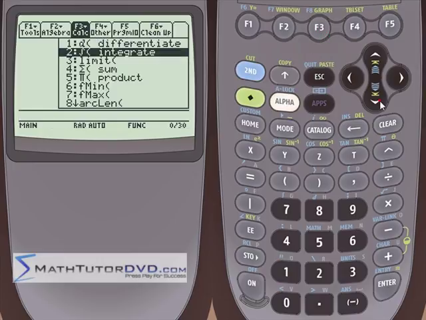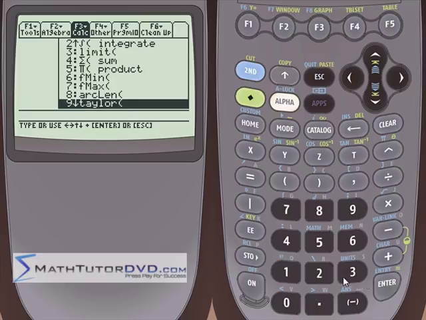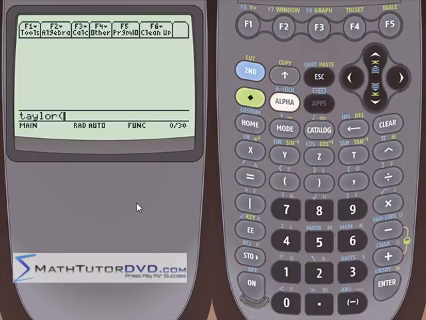So let's go down past number 8, and you'll see Taylor. When you hit enter, the first thing you need to enter is what function we are trying to approximate. What is the original function we have? You can put anything you want in here, but let's go ahead and do e to the x. So we'll do e to the power of x.